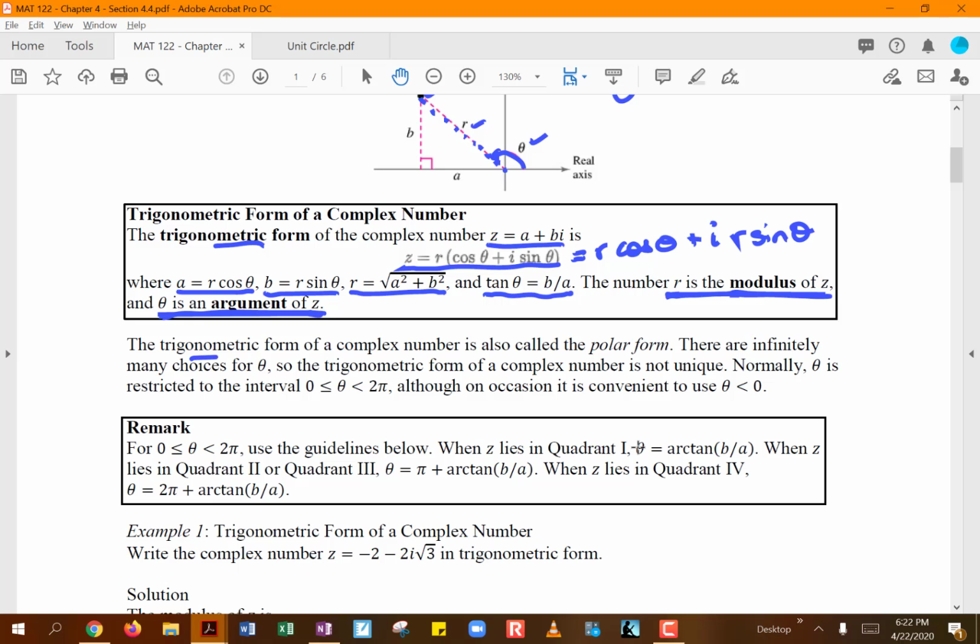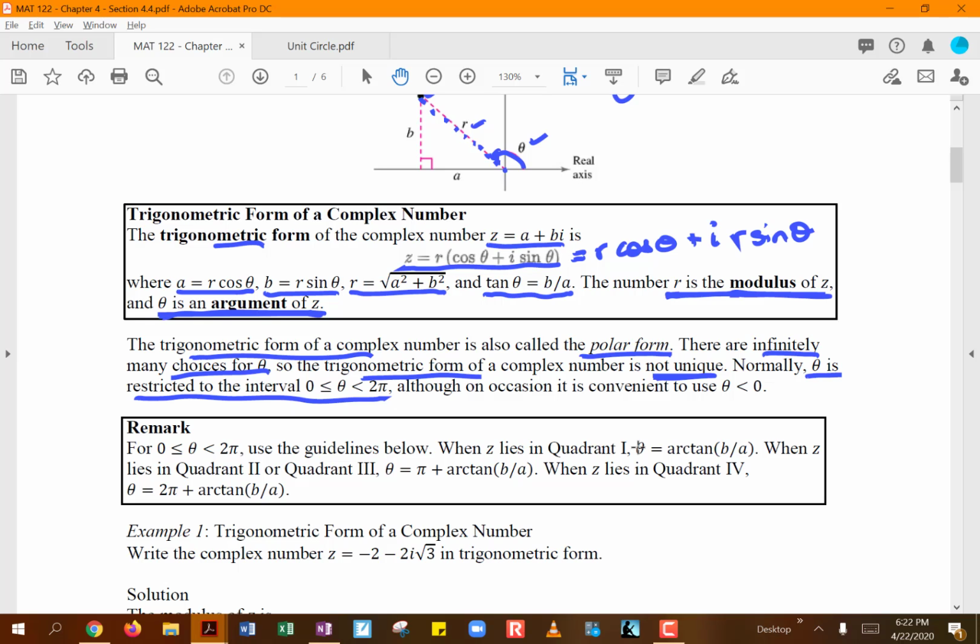Now the trigonometric form of the complex number is also called the polar form, and you can technically have infinitely many choices for that angle theta, right? If you think about the coterminal angles. So they're just saying that the trigonometric form is not going to be a unique form since that angle can keep changing. But normally we define theta and restrict it to be between 0 and 2 pi. We're including 0 but not including 2 pi.